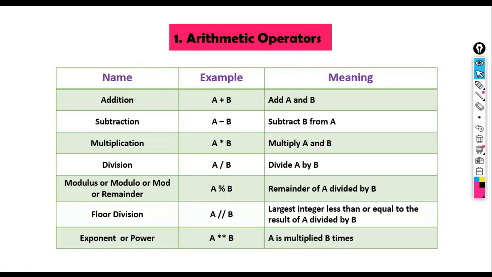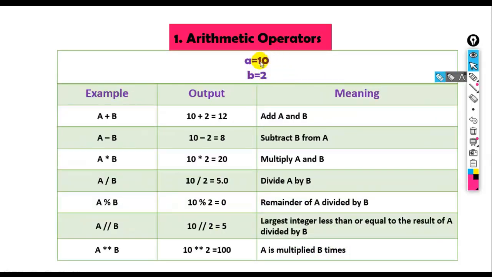So now let's take different examples. As you can see here, in this example, I have taken a is equal to 10 and b is equal to 2. Both are integers. So here you can see 10 plus 2.